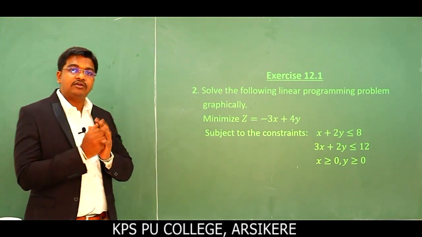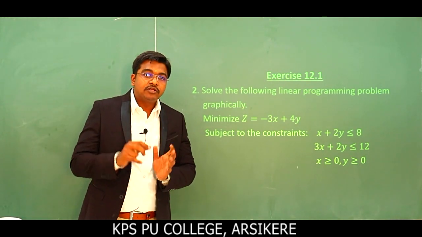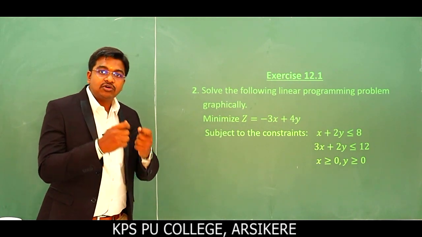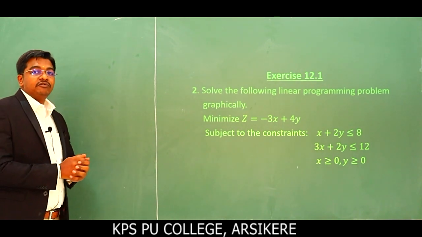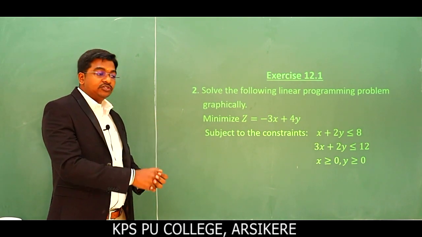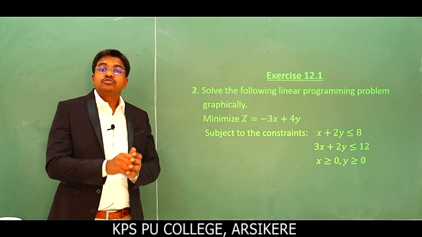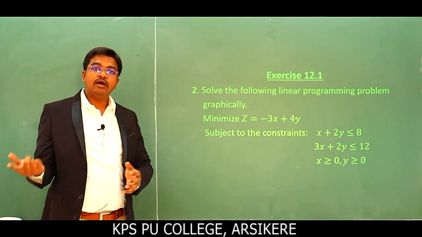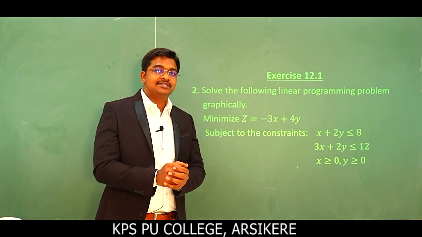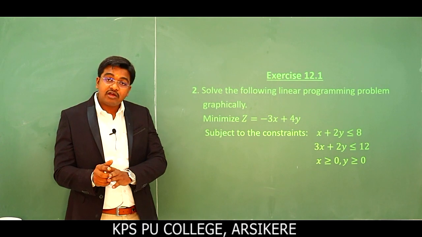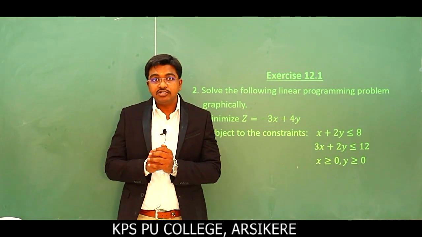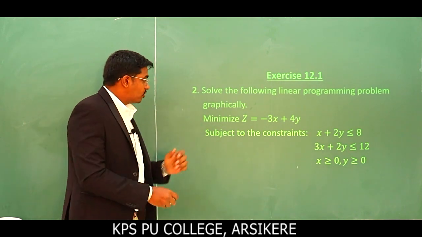The concept is very simple. First we have to find the feasible region. After finding the feasible region, next we consider the corner points. After getting the corner points, find the values of the objective function at the corner points. Next we observe whether the feasible region is bounded or unbounded. When the feasible region is bounded, the largest value of the objective function is the maximum and the least value of the objective function is the minimum value.